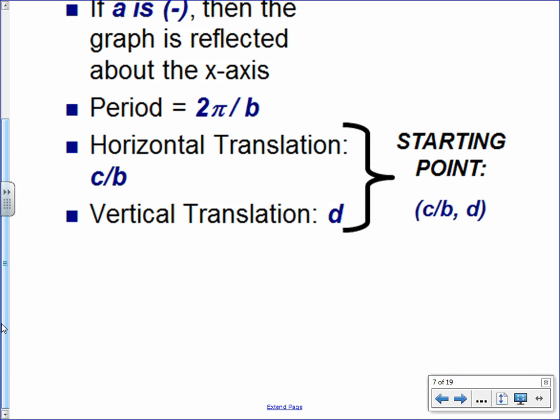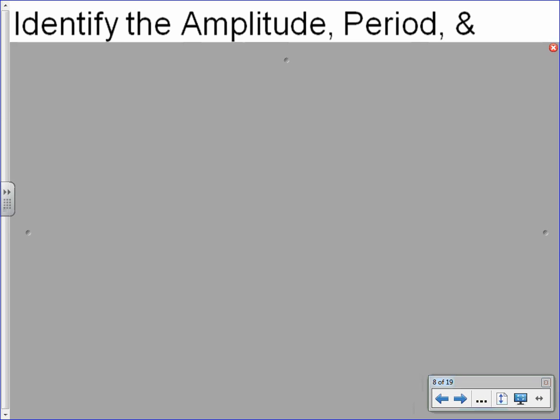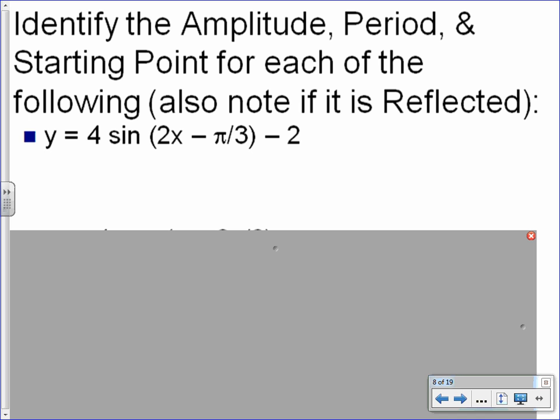Any questions about what these mean? Before we graph, we are going to practice identifying these three things. Well, kind of four, but I'm going to call them three things. Amplitude, period, and starting point. You have to identify those before you can graph. So we're going to do that first. So our first example is y equals 4 sine of 2x minus pi over 3 minus 2.